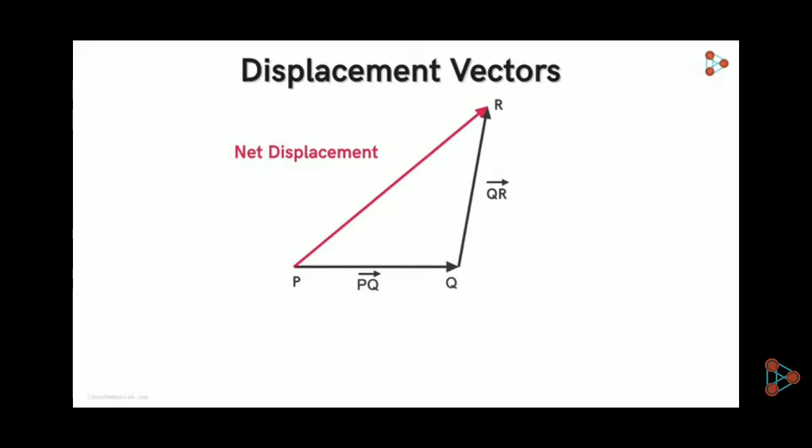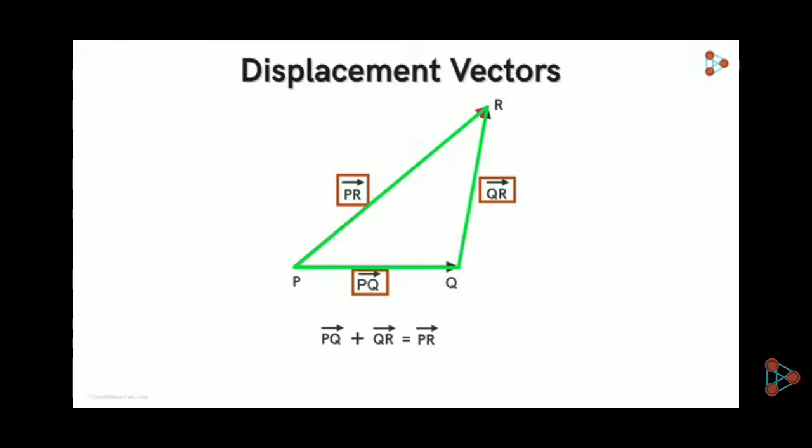The net effect of our displacement, first from P to Q and then from Q to R, is equal to the displacement from P to R. And this net displacement will be given by the vector PR. So we can say that the vector sum of these two displacement vectors, PQ and QR, is equal to the displacement vector PR. Now, did you notice these three vectors form a triangle PQR?